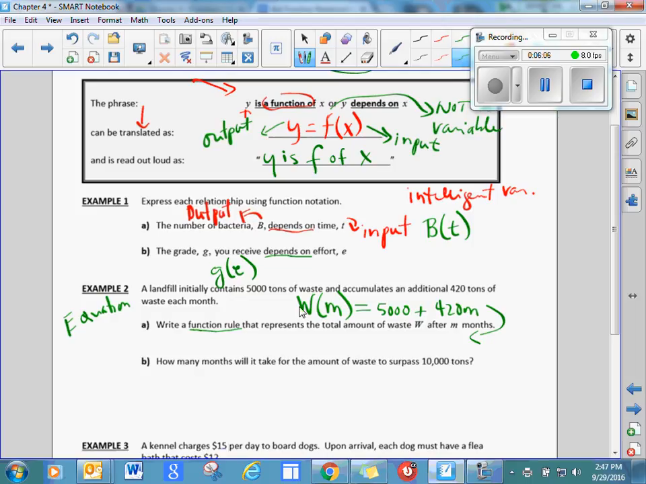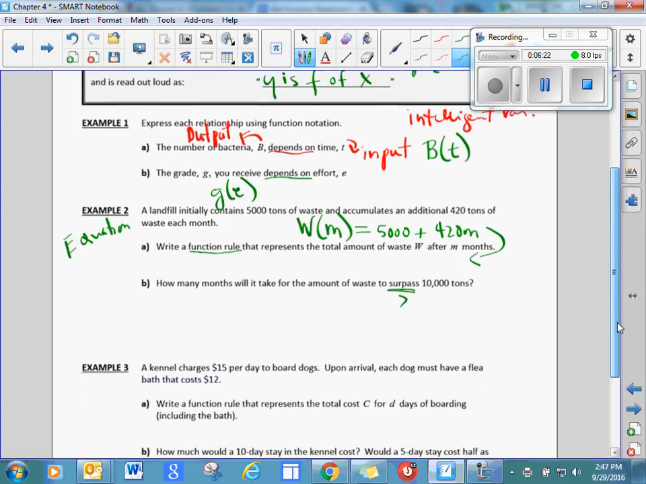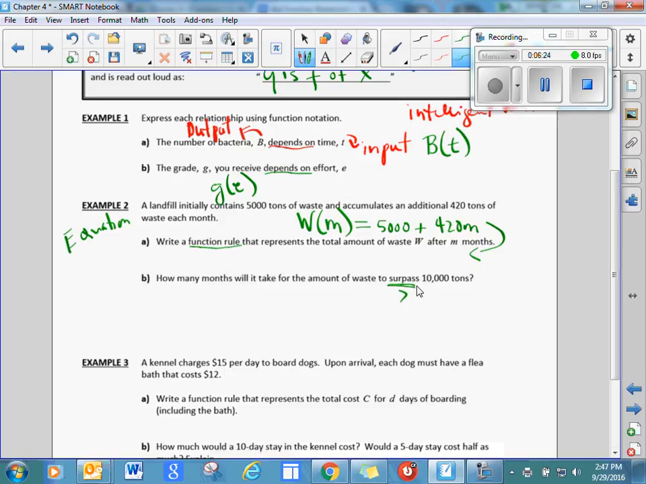And then we can use our equation, our rule, to answer part B. How many months will it take for the amount of waste to surpass? There's your inequality right there. Surpass means greater than 10,000 tons. So we can use our rule and we can set it up and say, okay, 5,000 plus 420 times M, how many months will it be when that total is actually greater than 10,000?